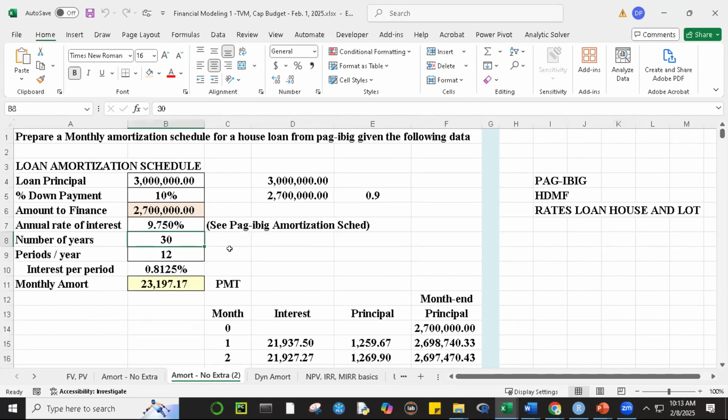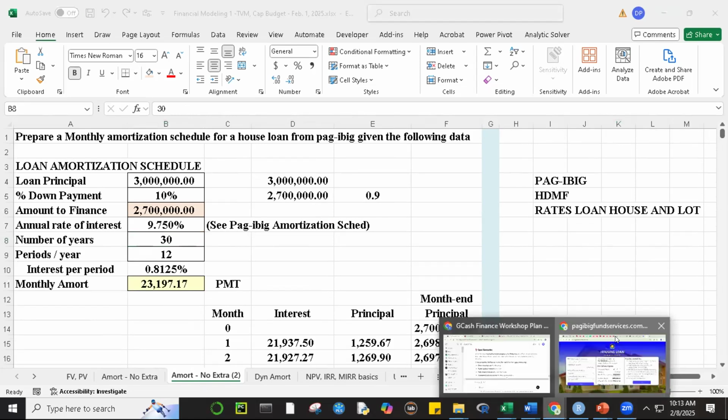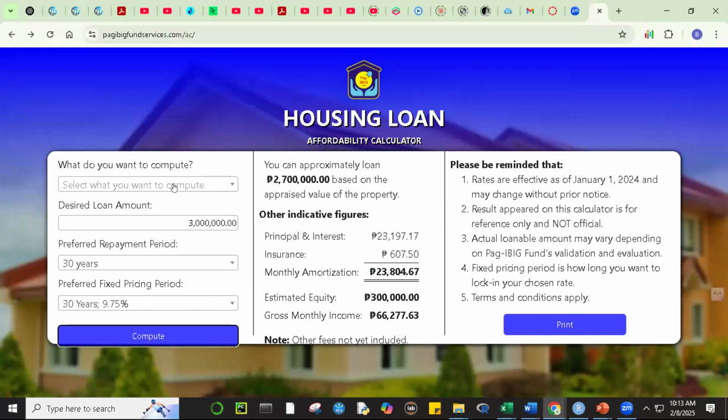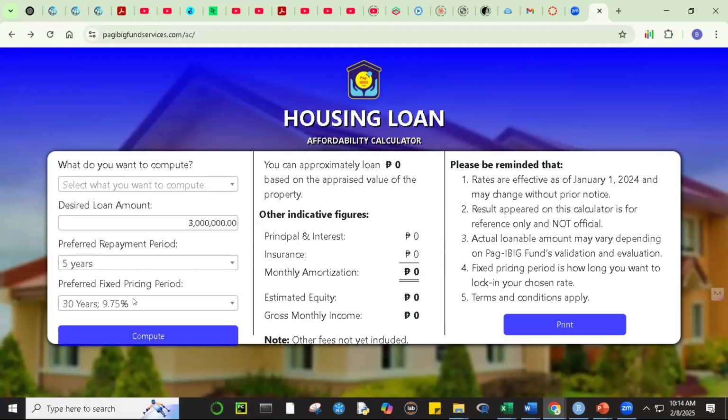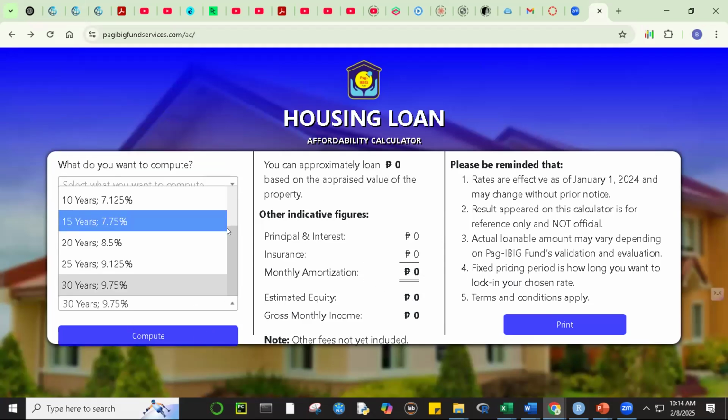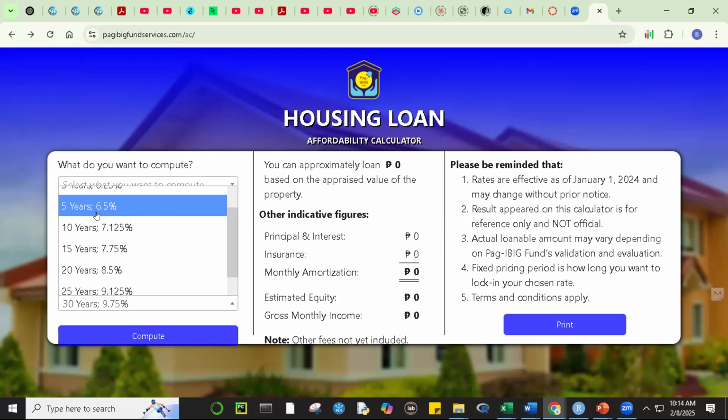What if it was just, let's say, how many years? Let's first take a look at our table here. What do you want to compute? Again, property, 3 million. And let's just make it lower. So for example, if it was only 5 years, although this might be difficult for a new startup family, but let's just compare 5 years. So this will be 5 years, and the interest rate is lower.